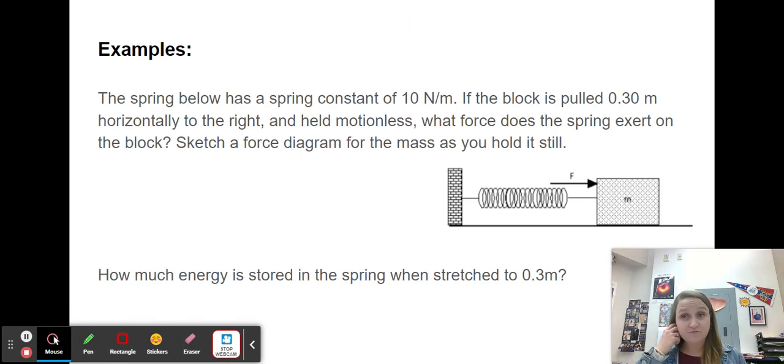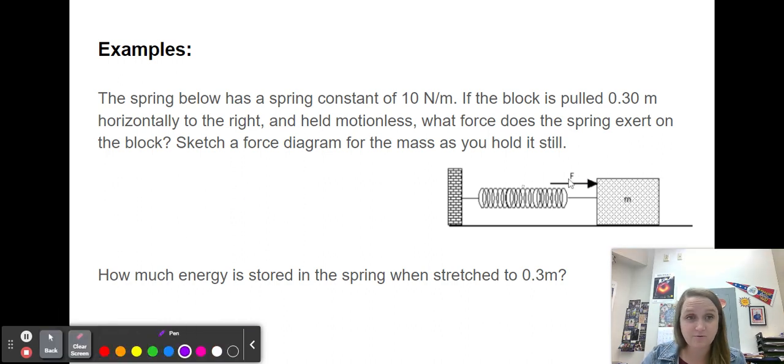So I've got 2 examples. The first one, a spring below has a constant of 10 newtons per meter. If the block is pulled 0.3 meters horizontally to the right and held motionless, what force does the spring exert on the block? So we're first going to sketch a diagram so we can wrap our head around the problem.